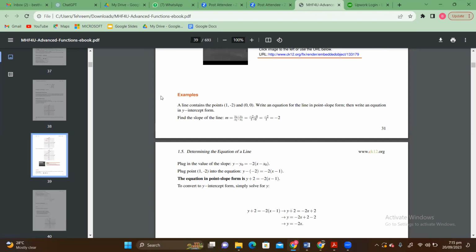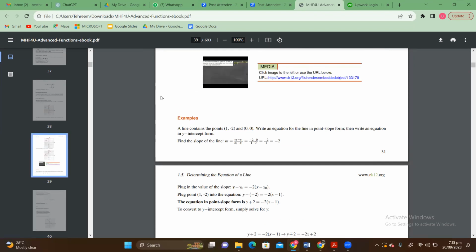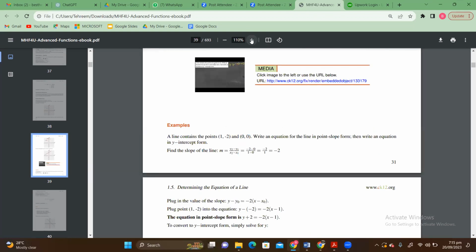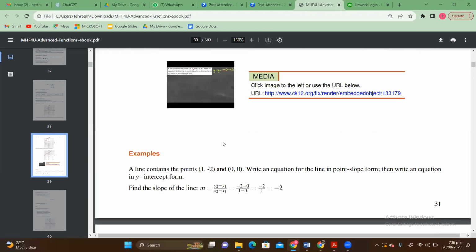Okay. I want you to do the example first. Yes. Example is going to solve a little bit. Let me just zoom it. Okay. A line contains the points (1, -2) and (0, 0). Write an equation for the line in point slope form. Then write an equation in y. Okay, I'll write it down.